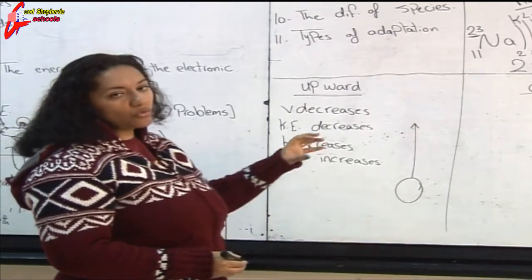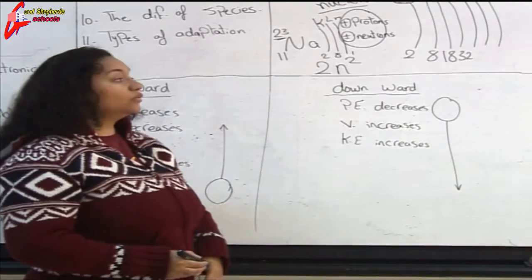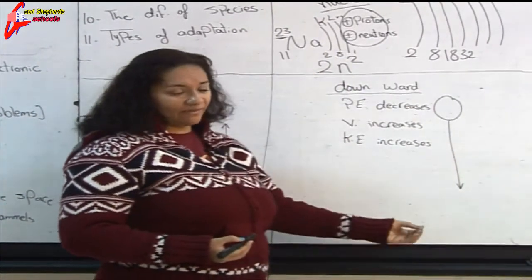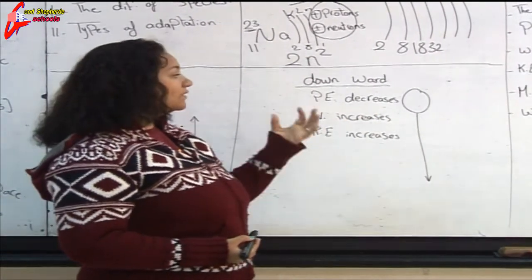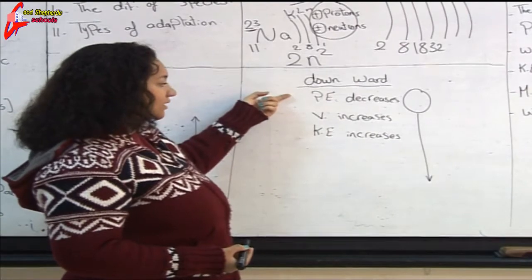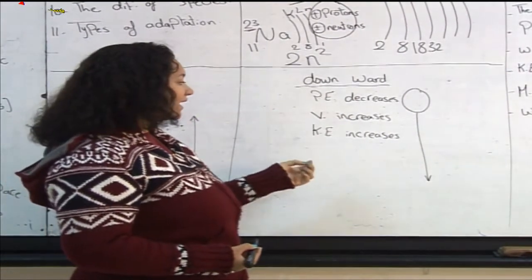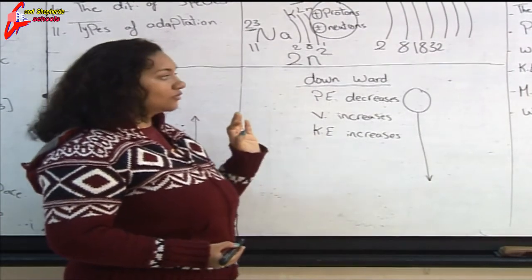And if I throw the object downward, I let it move down. This means that it moves with gravity, and its height will decrease. When the height decreases, the potential energy decreases, and the velocity increases because it moves with gravity, and this leads to an increase of kinetic energy.